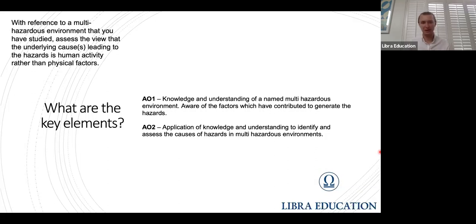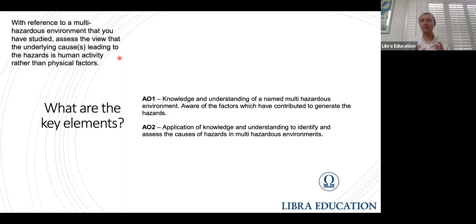We touched on this earlier. AO1, this is knowledge. This is worth, again, whether you're studying Key Stage 3, GCSEs, or A-levels, knowledge of the facts is worth about 50% of your marks. This particular question I've taken up here, this is from a GCSE paper. It's worth 20 marks. The knowledge and understanding of a named multi-hazardous environment.